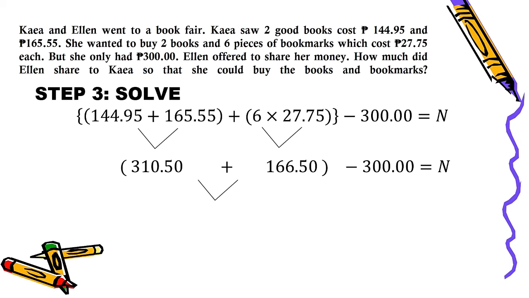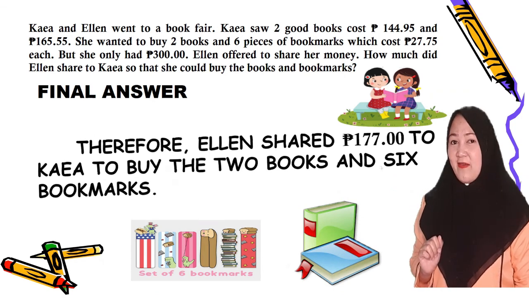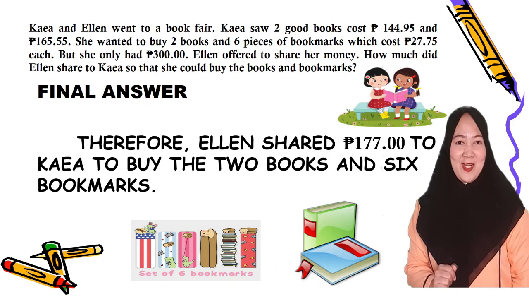Then, we add the cost of 2 books and 6 bookmarks. So, we will have 310 pesos and 50 centavos plus 166 pesos and 50 centavos will be equal to 477 pesos. Then, subtract it to Kaya's money. So we have 477 pesos minus 300 pesos will be equal to 177 pesos. Therefore, we conclude that Ellen shared 177 pesos to Kaya to buy the 2 books and the 6 bookmarks.